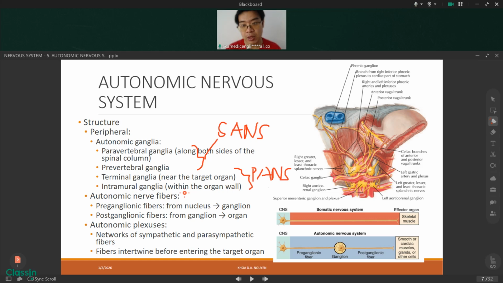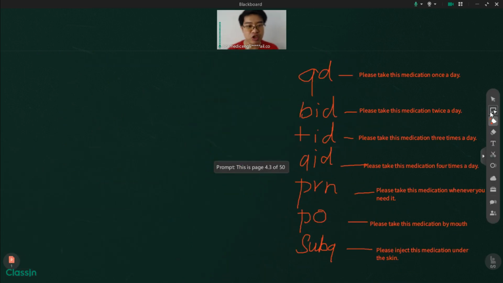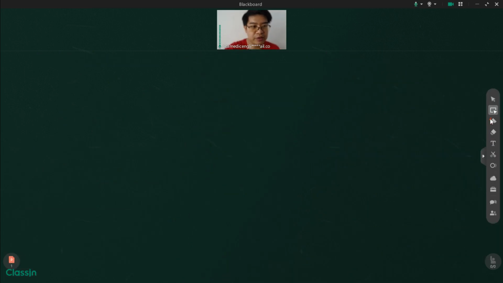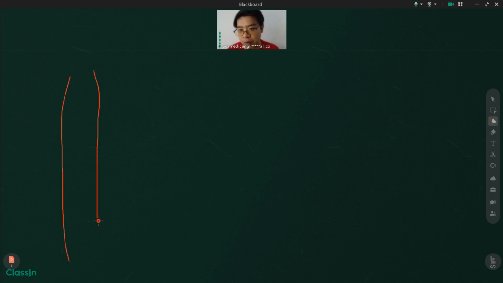Now next up, besides these autonomic ganglia, you also have autonomic nerve fibers or autonomic axons. These autonomic axons are of two varieties. Coming out from the spinal cord, you have preganglionic fibers and postganglionic fibers. Why? Because of this. Imagine this is your spinal cord right there.